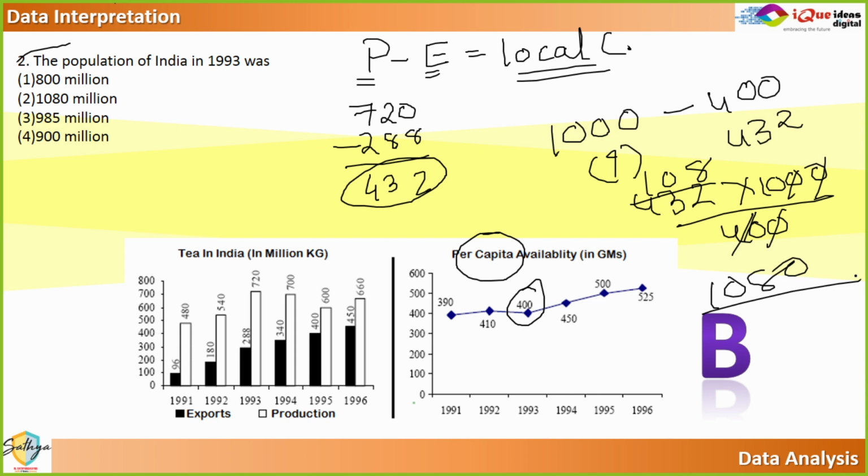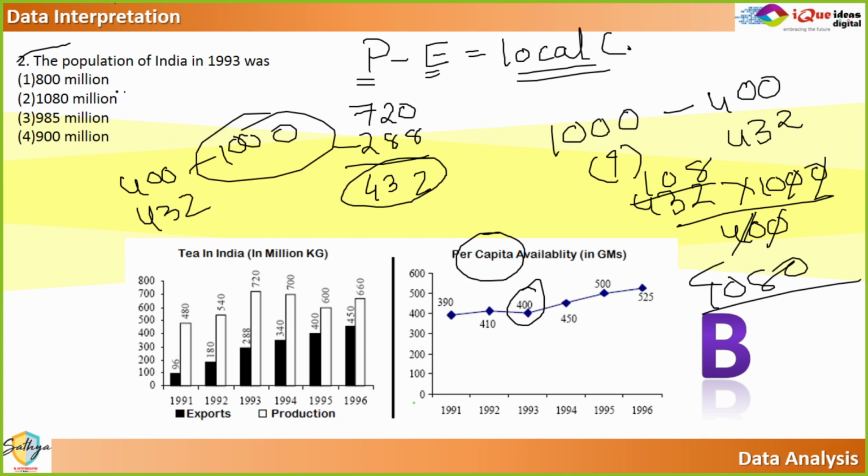So per capita is out of 1000, how many? In 93, if there were 1000, then the availability was 400. So if the actual availability which we calculated as production minus export is 432, then what should be my answer? And in this you don't even need calculation. If 400 is for 1000, then 432 will be greater than 1000. There is only one option greater than 1000. Without calculation we can do it. Did everybody understand this?